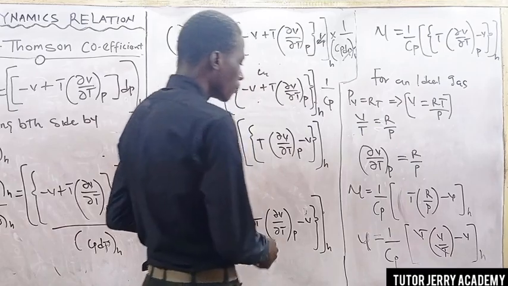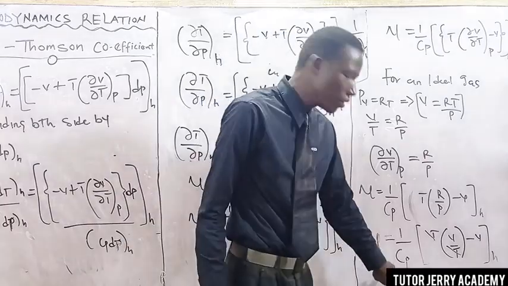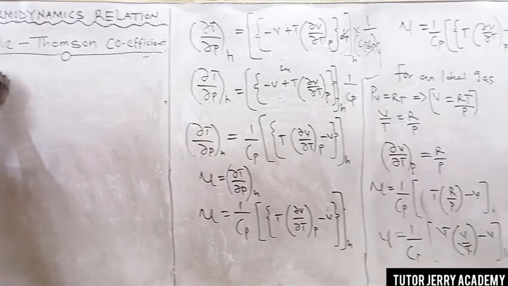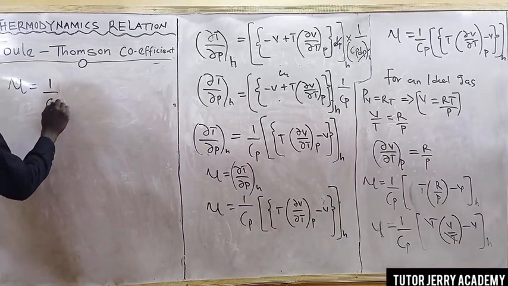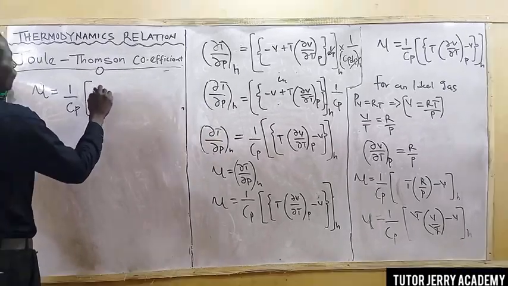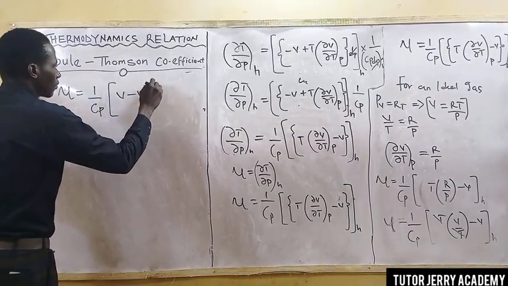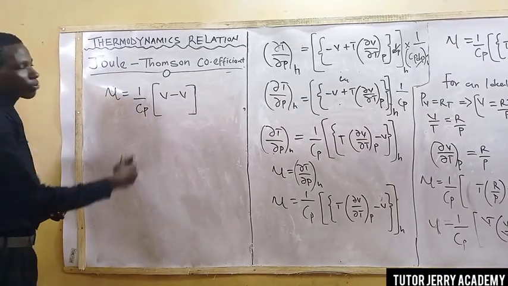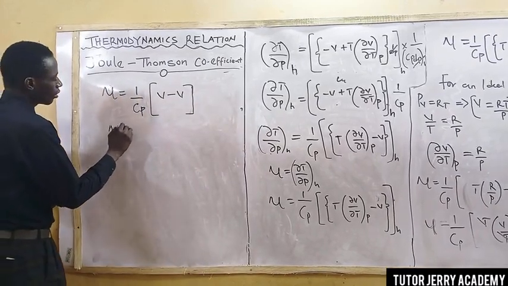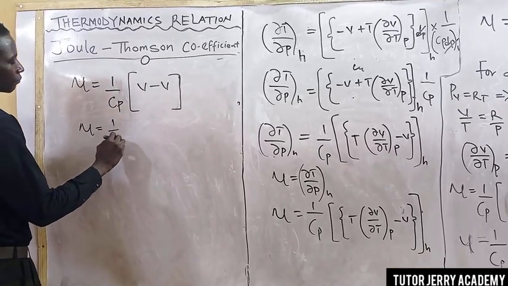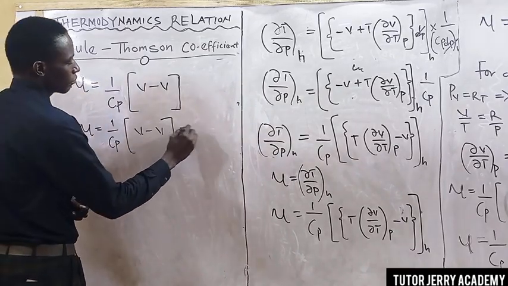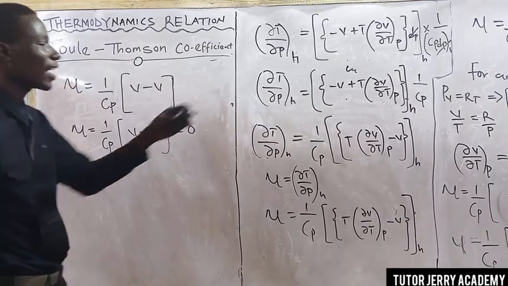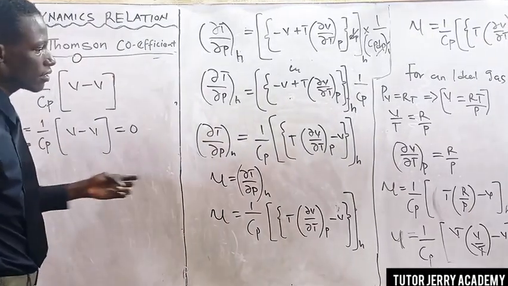We'll be left with mu equal to 1 all over Cp into V minus V. And we know that from here V minus V is equal to 0. So definitely we can rewrite this equation as mu equal to 1 all over Cp into V minus V, equals 0. So we can see now that the Joule-Thomson coefficient for an ideal gas will be equal to 0. That is, there is no temperature change.